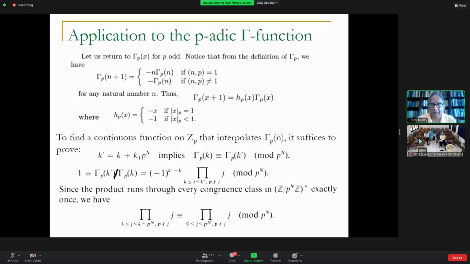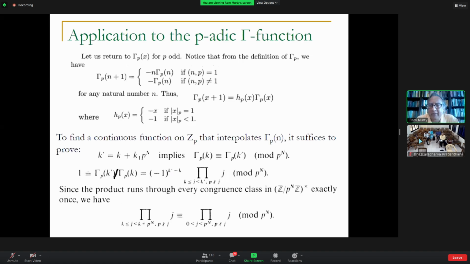The product runs over every congruence class mod p^n exactly once, and therefore the product is the same, this product between k and k prime being k plus k1 p^n. So this particular product can be related back to this product over j less than p^n coprime to p. Each j has to be coprime to p, and this is again a kind of generalization of Wilson's theorem.